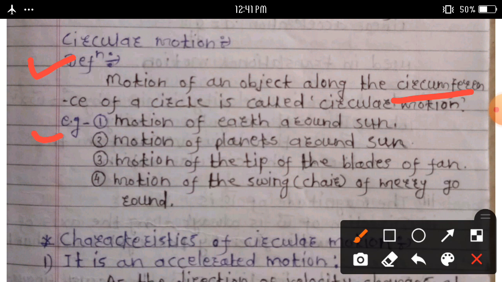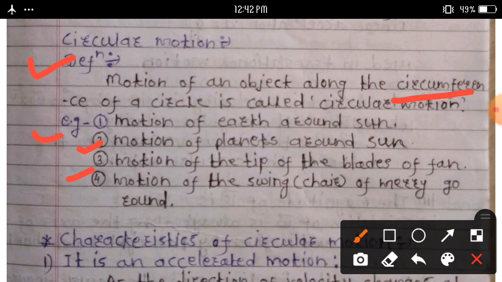Another example, motion of a planet around the sun. Third example, motion of the tips of the blades of a fan. And fourth, motion of the swing or chair of a merry-go-round. These are all examples of circular motion. I repeat the definition: motion of an object along the circumference of a circle is called circular motion.